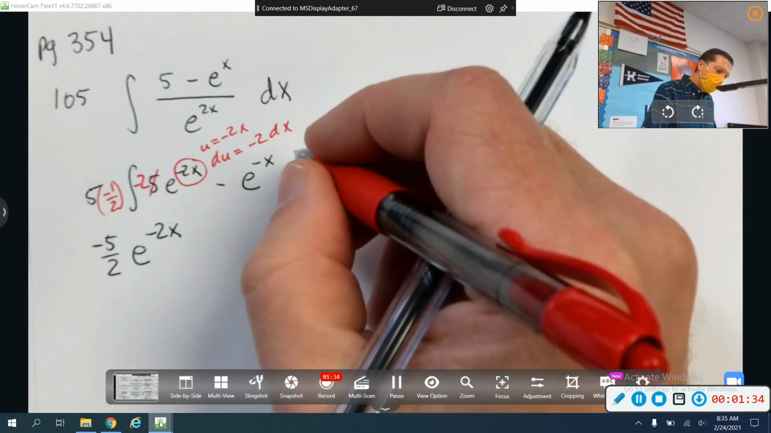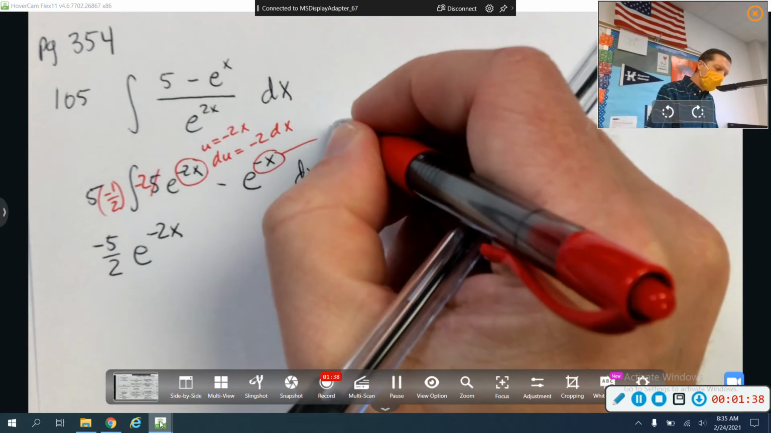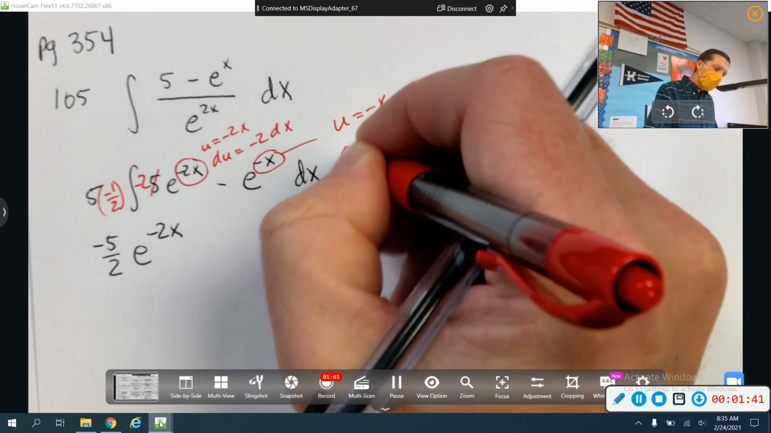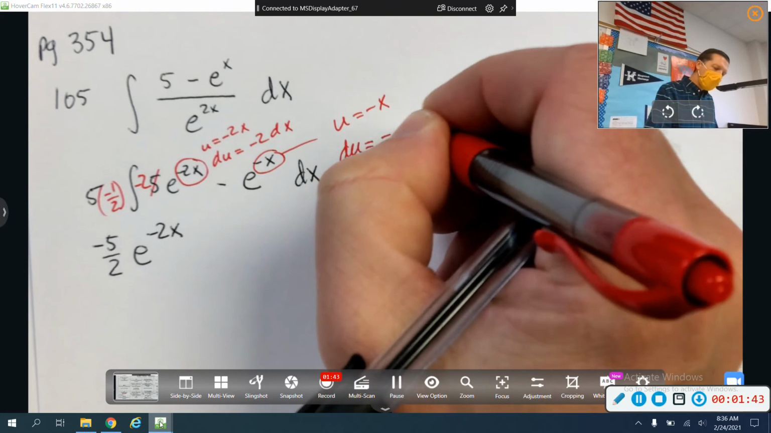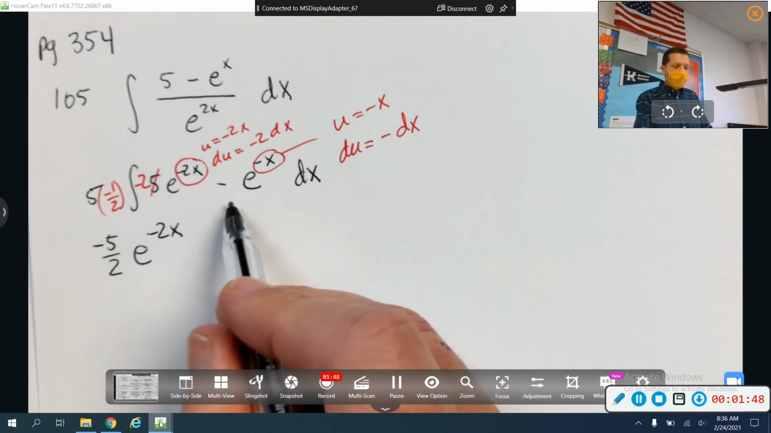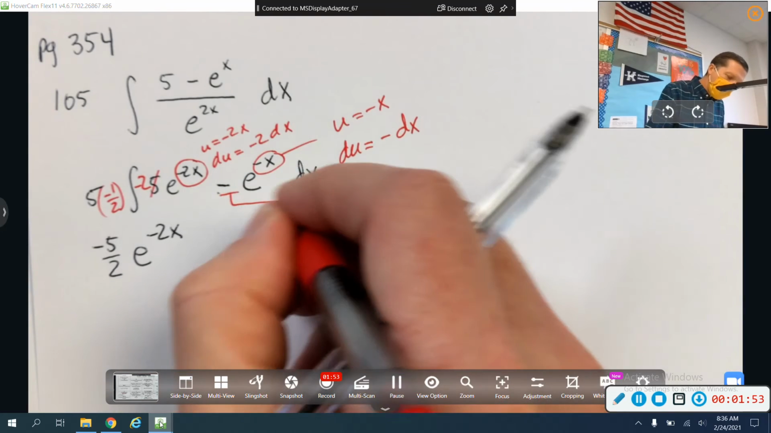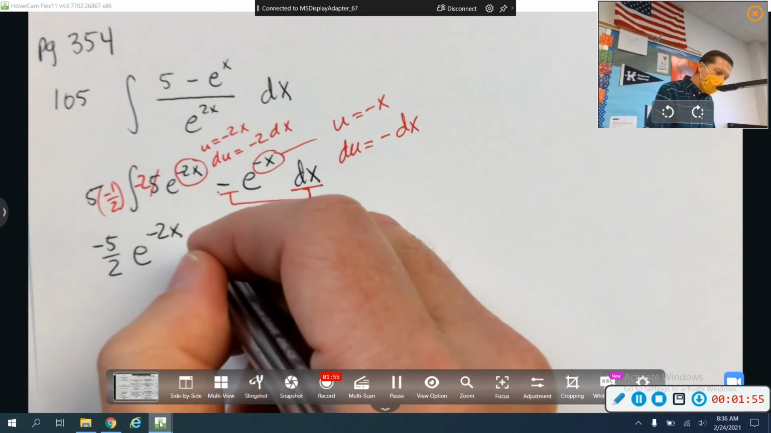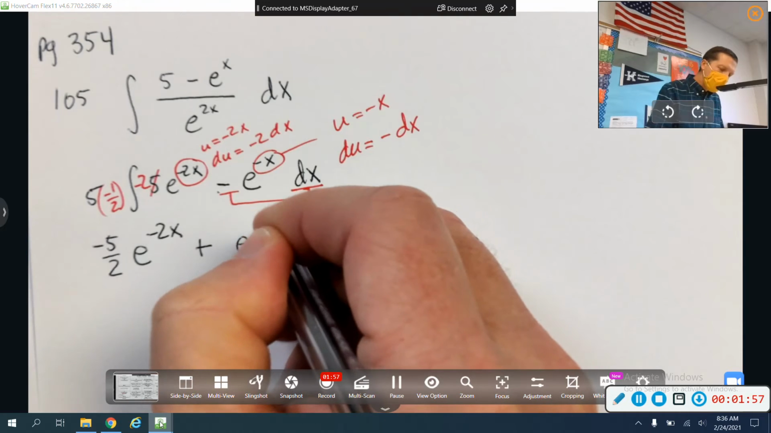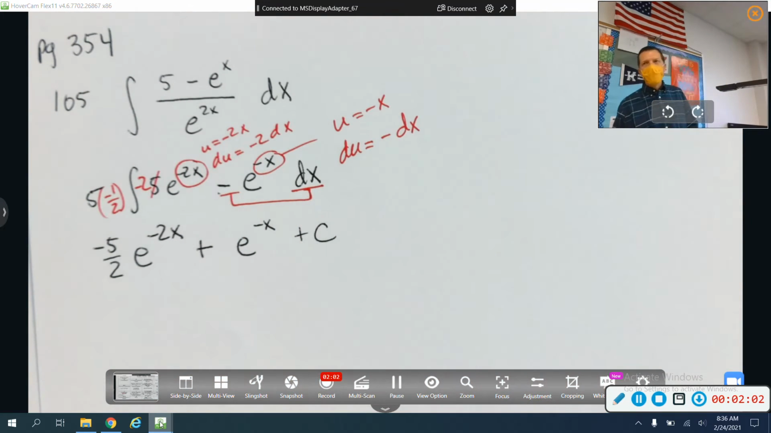On the second one, again, some people would just bypass showing the u stuff altogether. U is negative x, so du is negative 1 or negative dx, which is what we already have. So be careful, that sign, this negative, kind of needs to attach to that dx, which means this is going to be plus e to the negative x plus c. I would leave that as an answer.